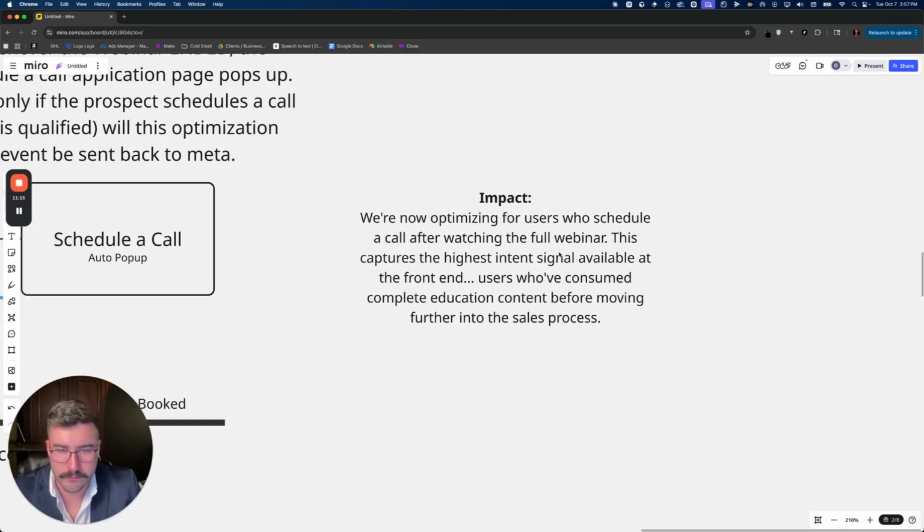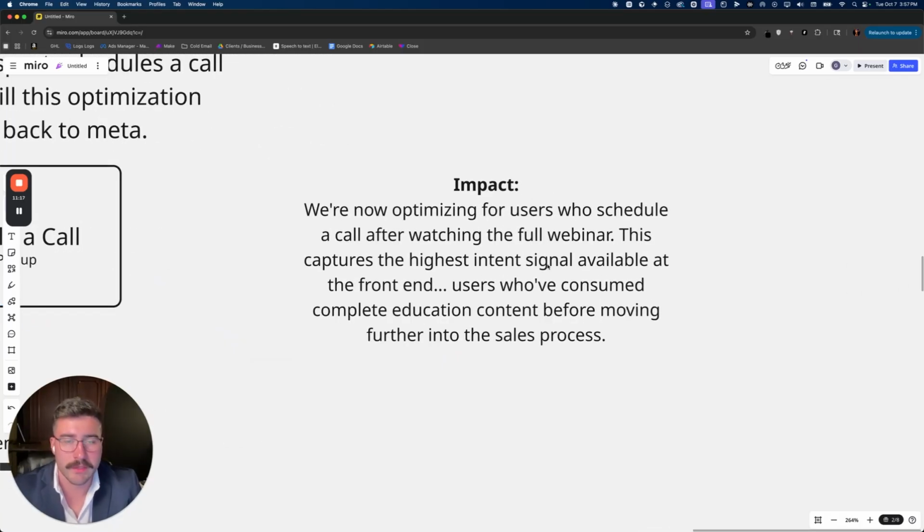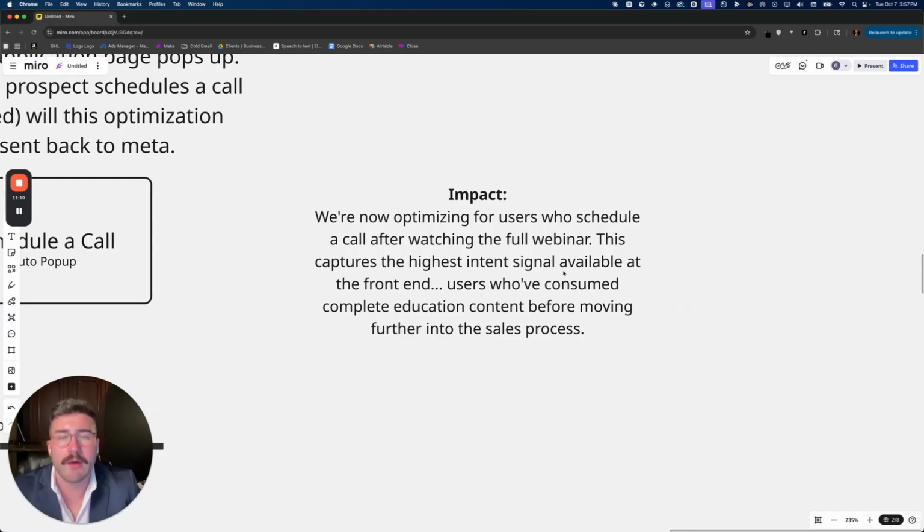I've already kind of said this, but I'm going to reiterate what I've written down. We're now optimizing for users who schedule a call after watching the full webinar. This captures the highest intent signal available on the front end, and I will explain that right now. Users who've consumed complete educational content before moving further into the sales process. Now, this is what that front end is.